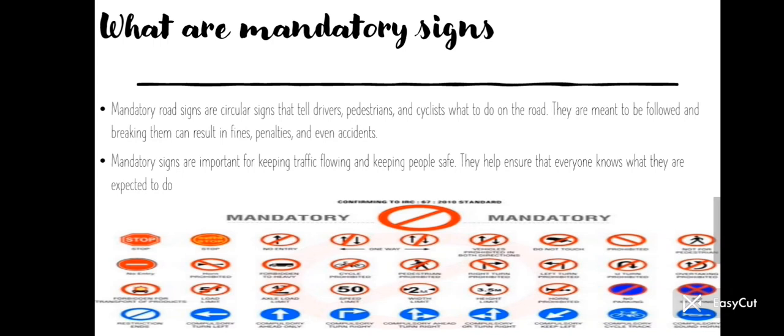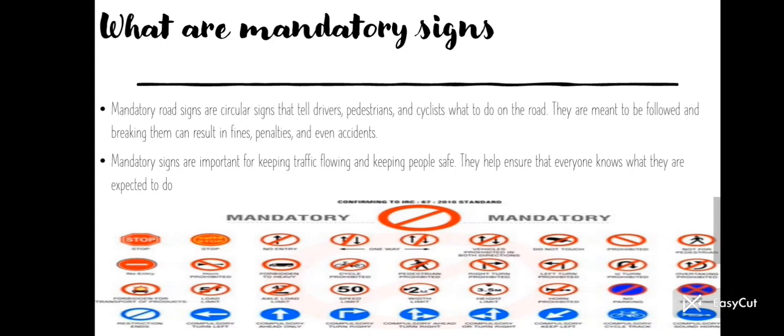And others like horn prohibited, which means you are not allowed to use horns. Cycle prohibited, pedestrian prohibited, right turn prohibited, left turn prohibited, U-turn prohibited, and overtaking prohibited. These signs are used to prohibit things at certain places. On this road cycles are not allowed, on this road pedestrians are not allowed, on this road right turn is not allowed due to works, left turn is not allowed due to works, and also on some bridges U-turn is not allowed, which can cause accidents.